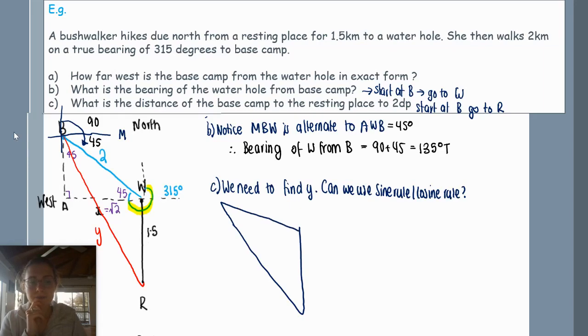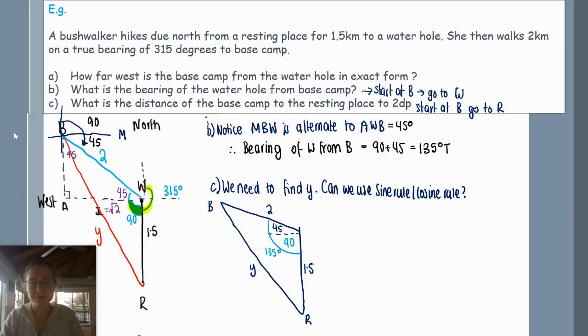So here's our triangle. Let's put in all the sides, all the angles that we know. At W, I know part of it is 45 degrees. I know I have 1.5 kilometers and 2 kilometers as the sides, and I know I'm trying to find y. I realized that I have an included angle and I have two sides, so maybe I can use the cosine rule. I know that the additional part of W must be 90 degrees, so that whole angle W is 135.